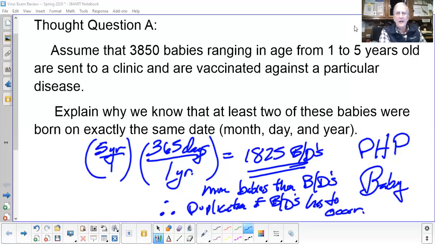Now you know I'm going to put that on the final, something like that. So that is our question today in relation to PHP, the pigeonhole principle. We know because of the pigeonhole principle, there have to be babies that were born on the same birthday if there's only 1,825 potential birth dates that we could have. All right, let's go on to the next question.